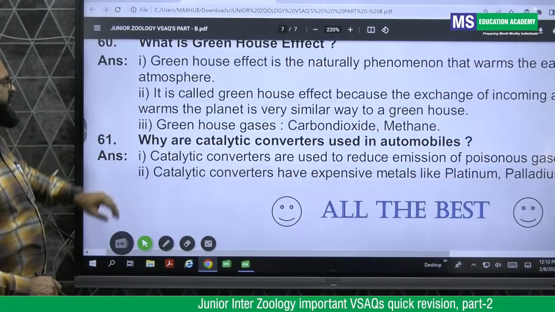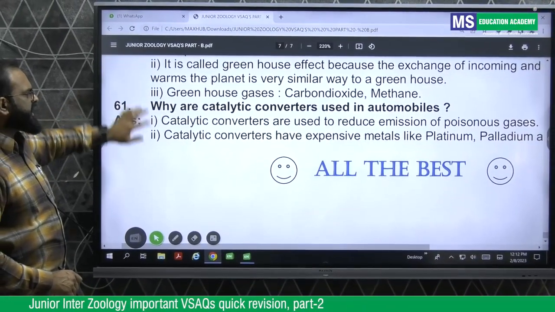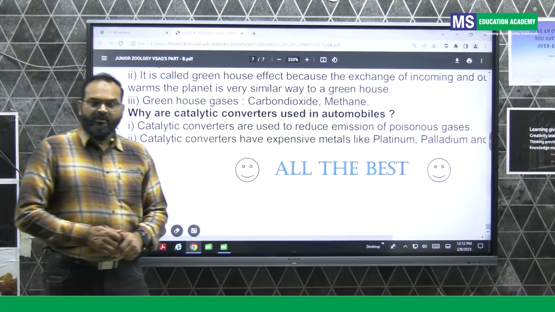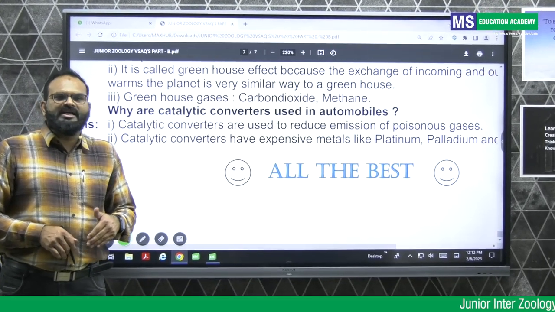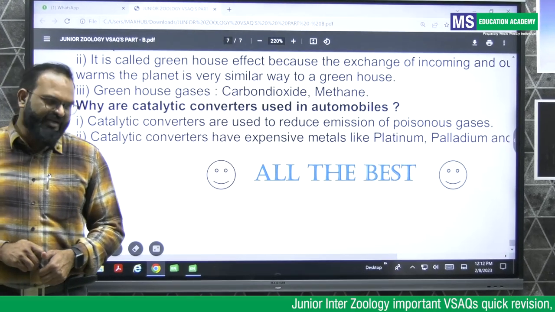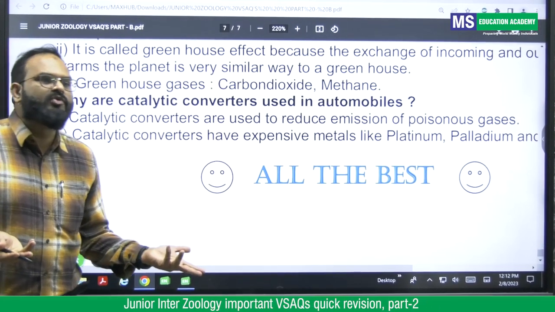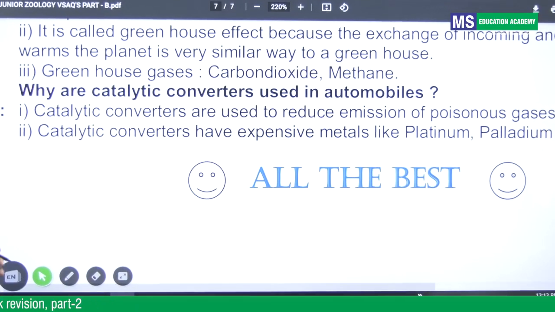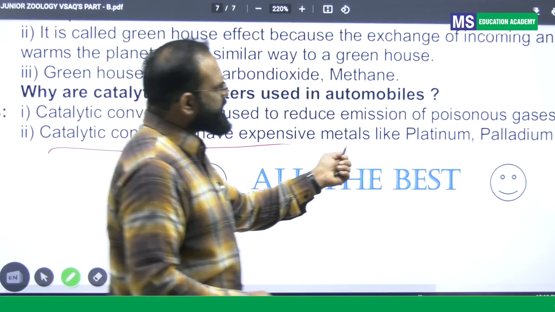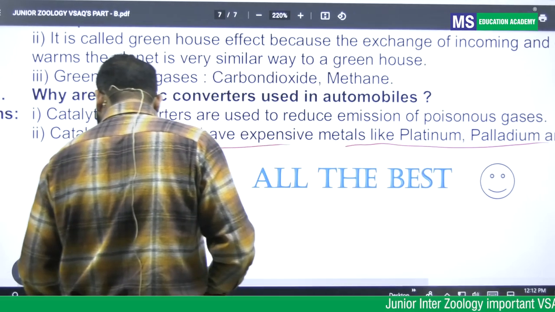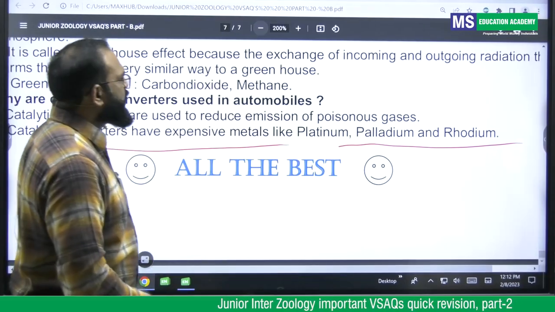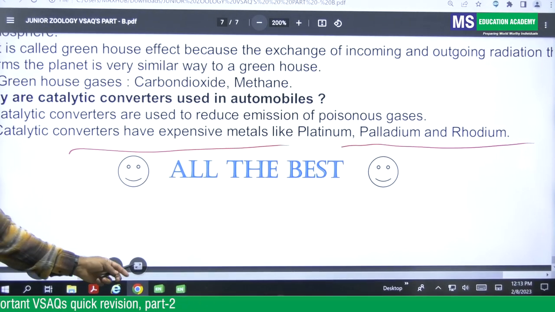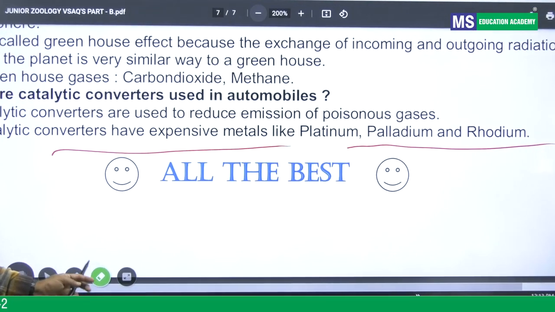Why are catalytic converters used in automobiles? They reduce the emission of poisonous gases. But when someone uses petrol or diesel with lead, that lead will inactivate catalytic converters and they will be of no use. So one should compulsorily use unleaded petrol. And these catalytic converters have expensive metals like platinum, palladium and rhodium.